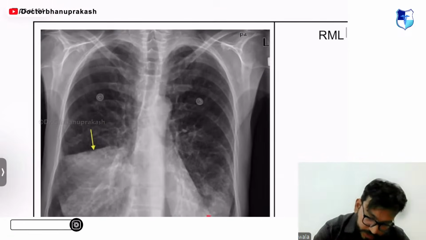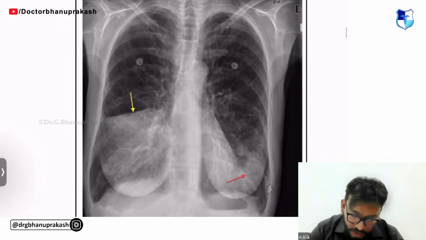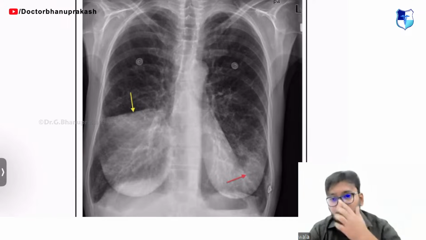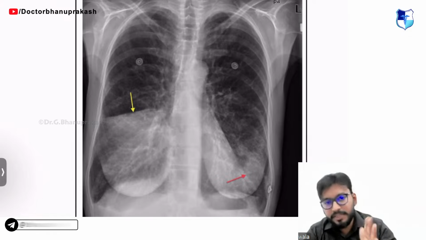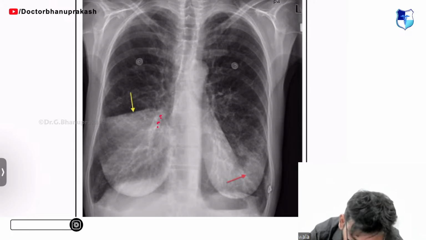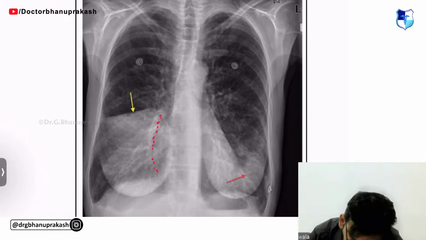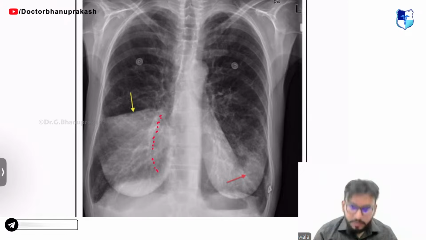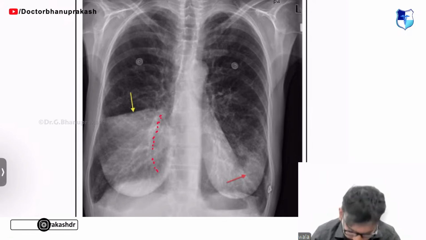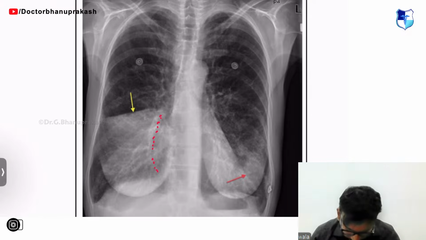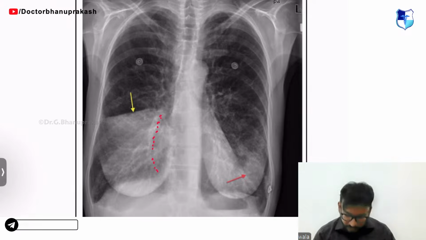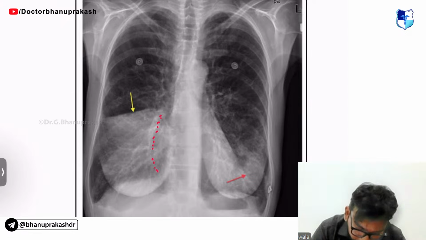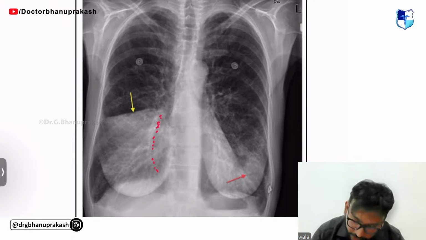Okay, look at this, guys. We know that the right heart border is made up of SVC, right atrium, and IVC. Can you appreciate the right heart border? It was supposed to be here. Can you see the right heart border here? Yes, this is a silhouette sign. Beautiful. The right heart border has been obscured. You cannot make out the right heart border.